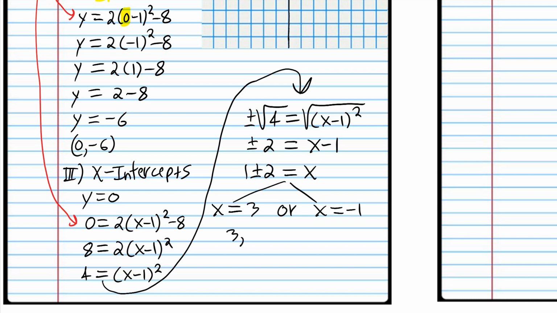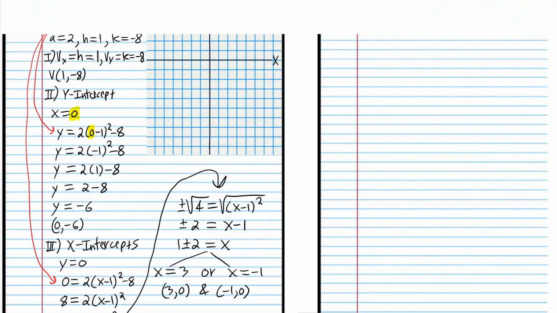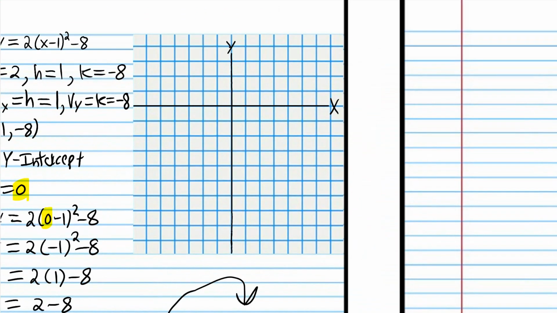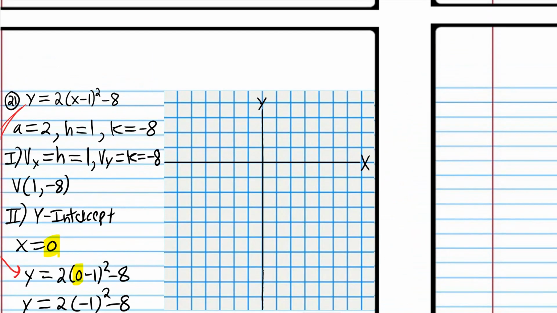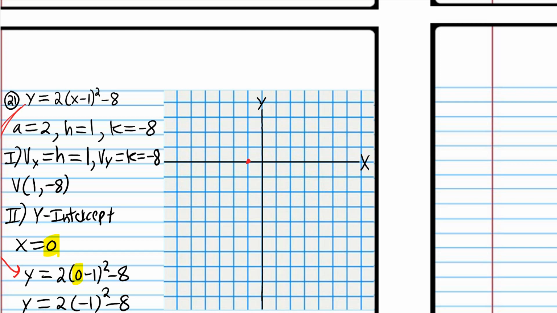So what does that mean? It means the x-intercepts are (3, 0) and (negative 1, 0). Okay, so let's plot those points. Negative 1, 0, and 3, 0.